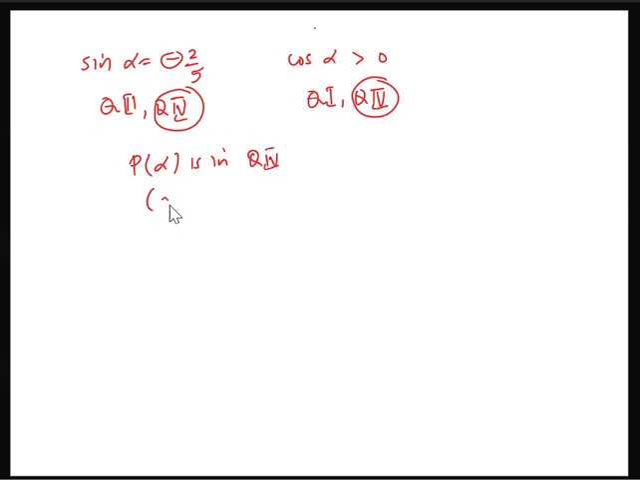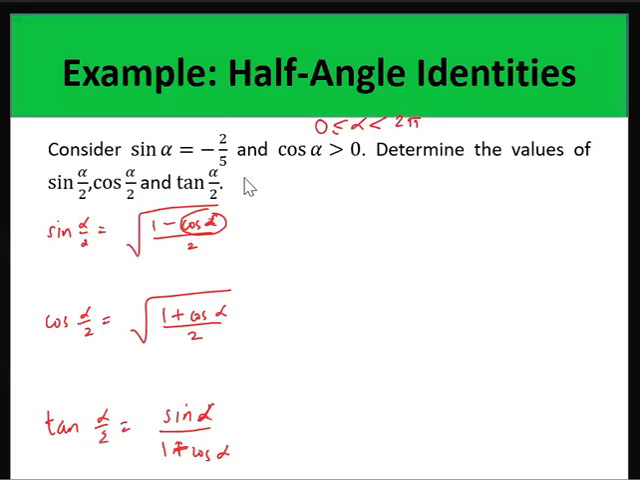Which means that the x and y coordinates would be a positive x coordinate and a negative y coordinate. Now, since there's an assumption that whenever there's no given interval for alpha, we can assume that alpha is between 0 and 2 pi.